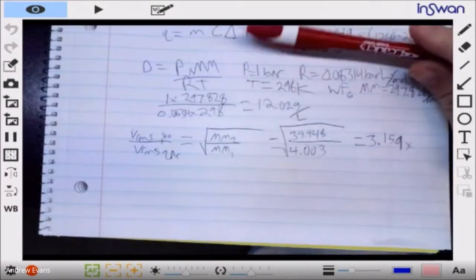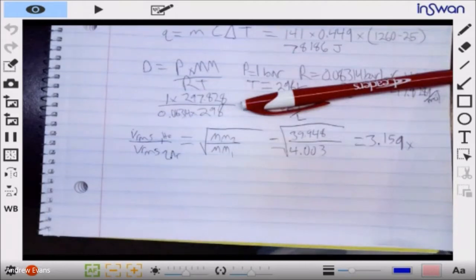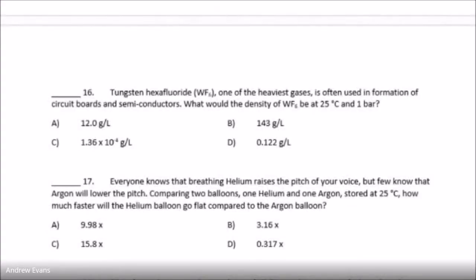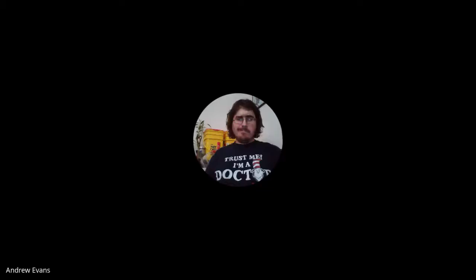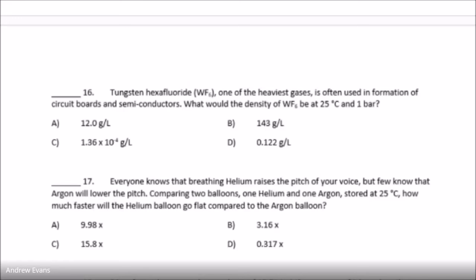times. So this means if I had two balloons, an argon balloon and a helium balloon, and I just left them out, and the argon balloon takes, say, a week, the helium balloon would take 3.15, or essentially 3.16 times faster. So you take your number and you divide it by 3.16. And that would be how much faster we're looking at.